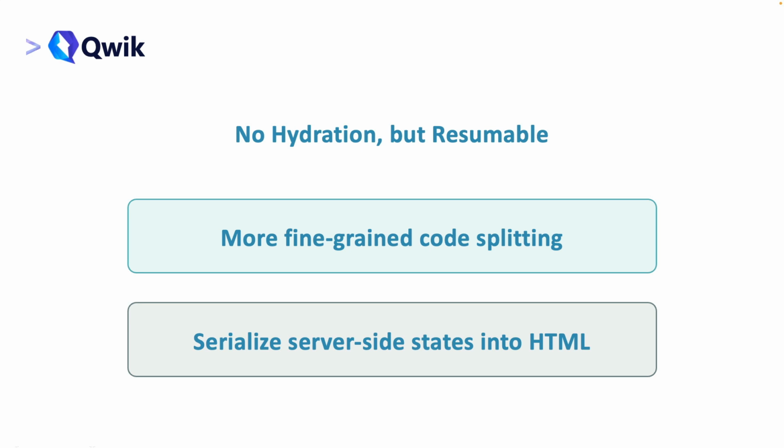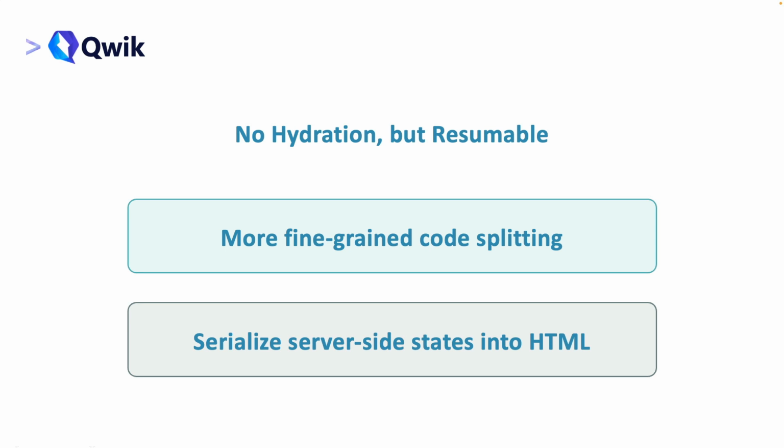So to put it together, Qwik proposes no hydration but resumability, and in order to do that, it splits the code into more fine-grained chunks, not just module level splitting or component level splitting. It also splits at the event listener level as well, because you probably only need to execute the event listeners on the client side, right?